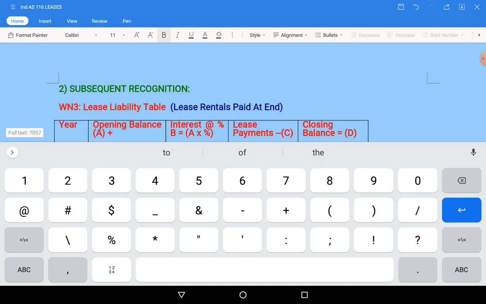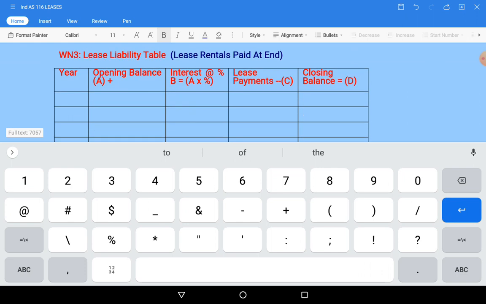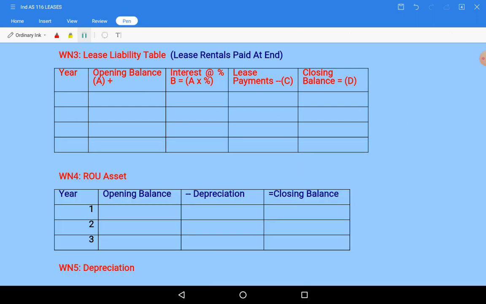For your understanding, I wrote subsequent recognition. Here it is given that at the end of each year they are making the lease payment. So the lease liability table, working note 3, we are going to do. See: lease rentals paid at the end of the year, opening balance, interest, lease payments, closing balance. This is how it will be done.